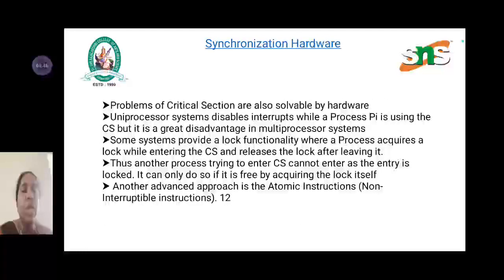Synchronization hardware. The problem of critical sections is also solvable by hardware. In a uniprocessor system, disable interrupts while a process Pi is using the critical section, but it is a great disadvantage in a multiprocessor system. Some systems provide a lock functionality where a process acquires a lock while entering the critical section and releases the lock after leaving it.